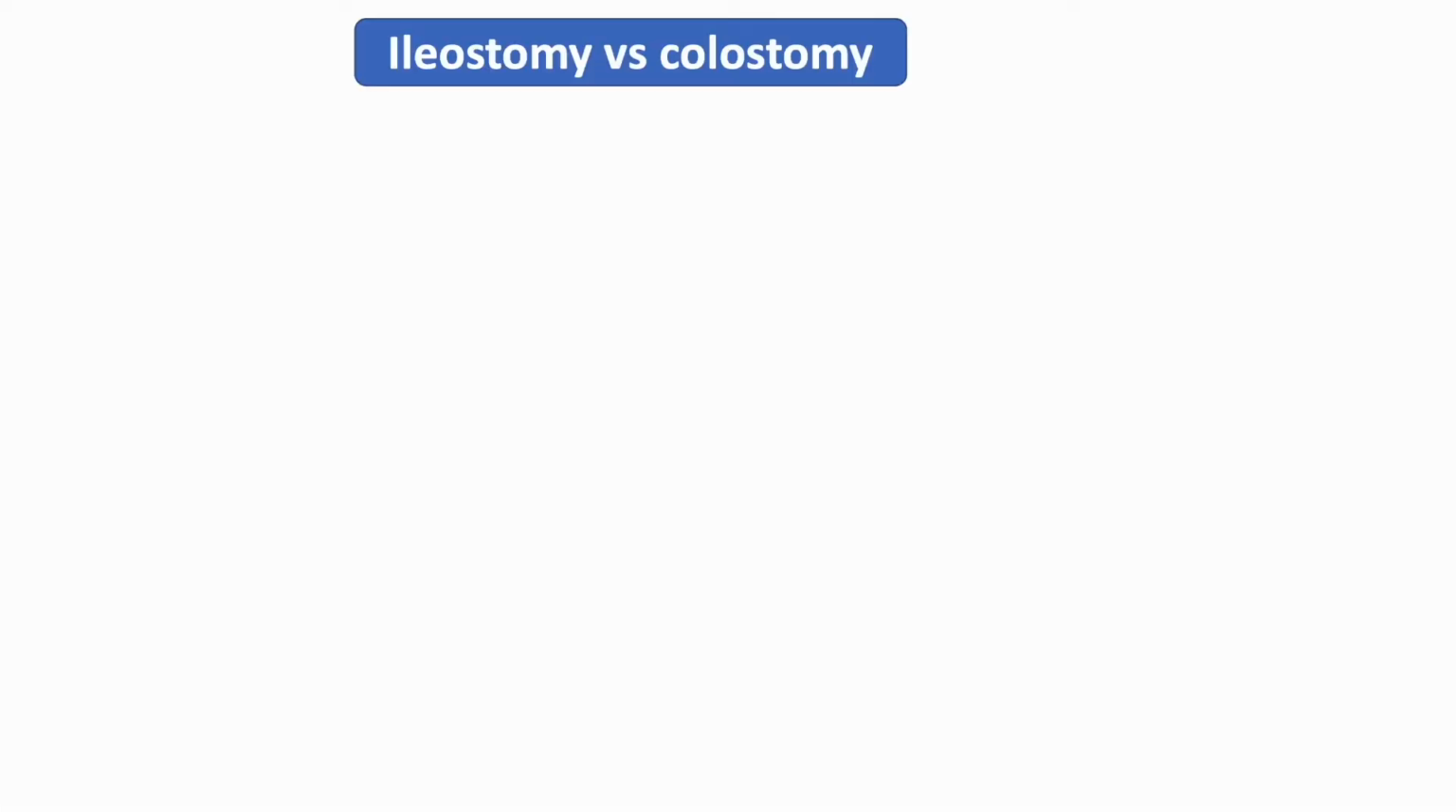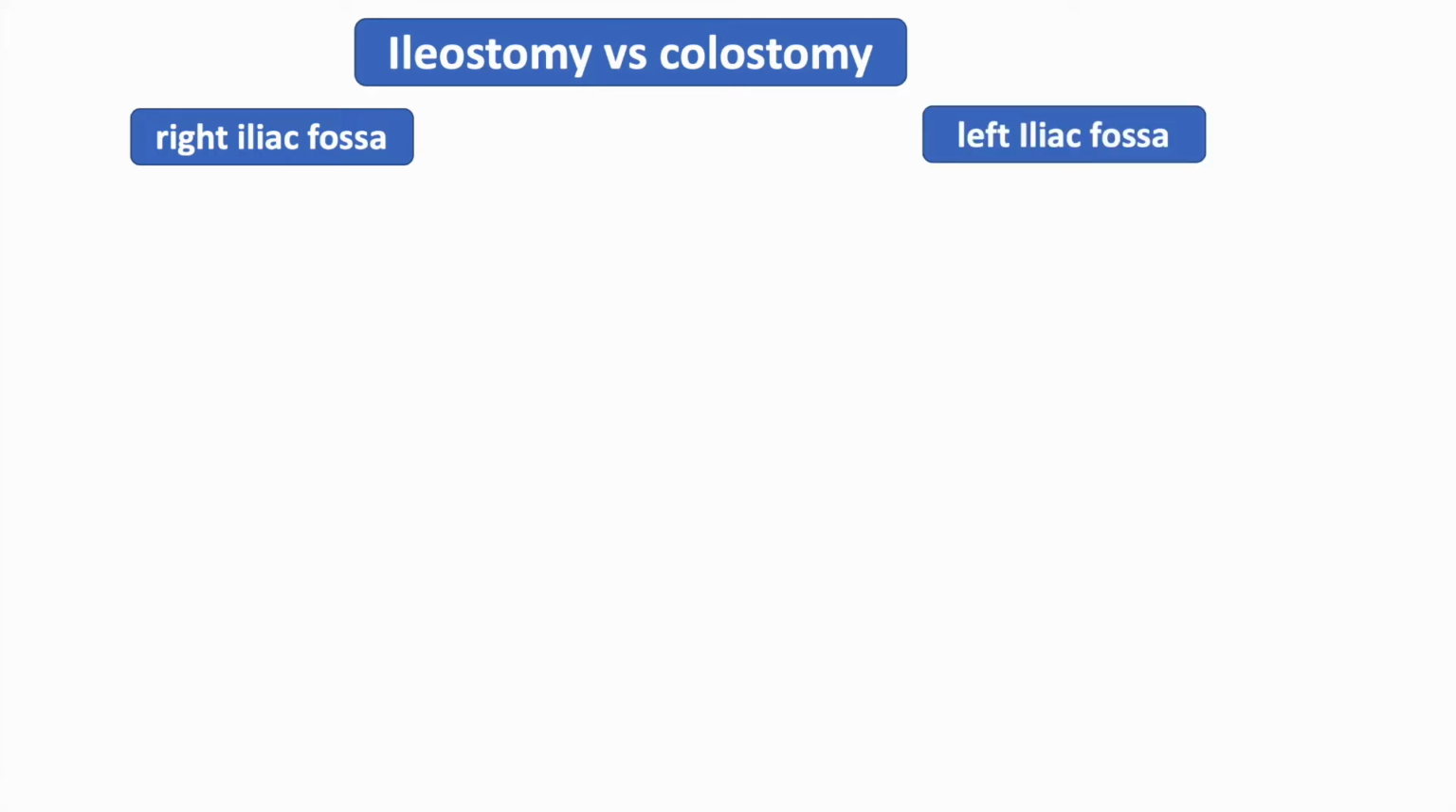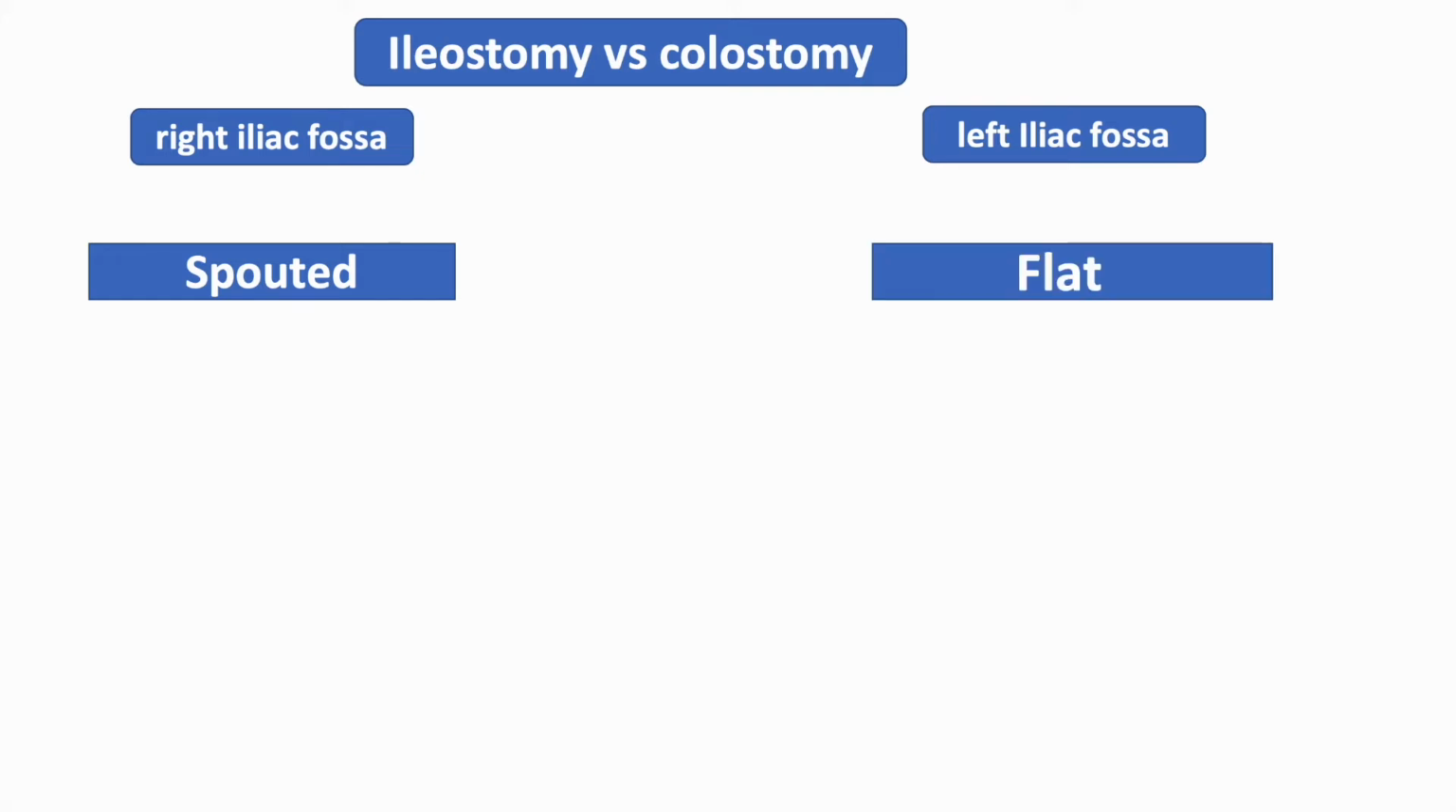The next question is how to differentiate between ileostomy and colostomy. The question here is about the site. Ileostomy is always in the right iliac fossa, whereas colostomy is always in the left iliac fossa. Ileostomy on one side is always spouted, which means it's slightly elevated from the skin. Colostomy on the other side is always flat, which means it's not raised from the skin. So, ileostomy is on the right iliac fossa and spouted, and colostomy is on the left iliac fossa and flat.